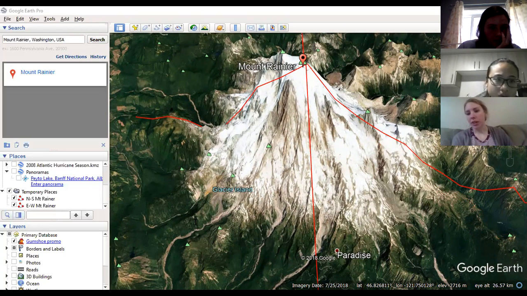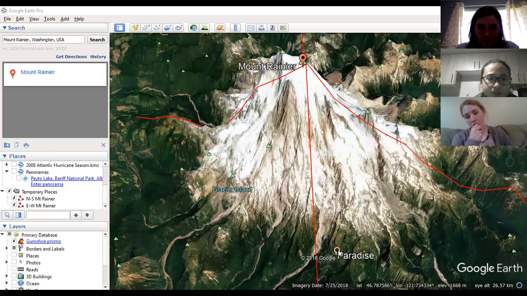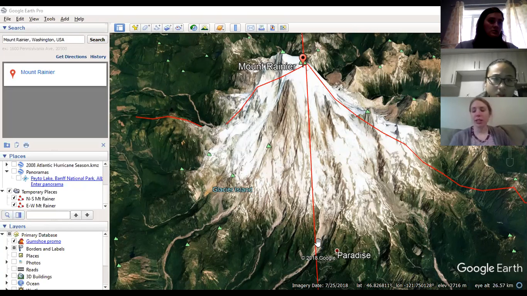I didn't realize Paradise was right next to Mount Rainier. Really? That huge wildfire. Yeah, it's right there at the base. The west side of the mountain has the lowest elevation. Why isn't that working? Paradise has had a lot of natural disasters hit it.